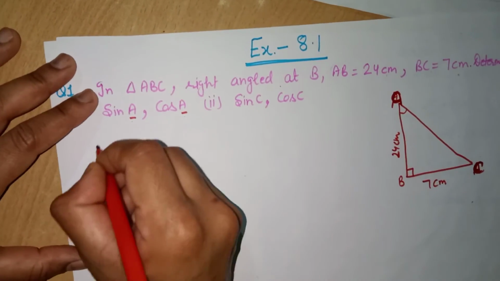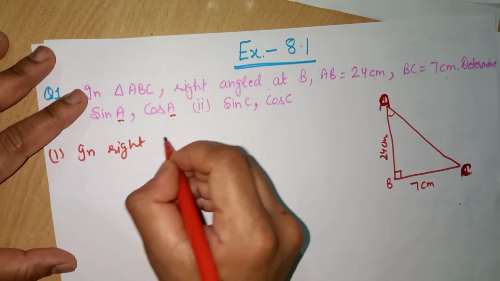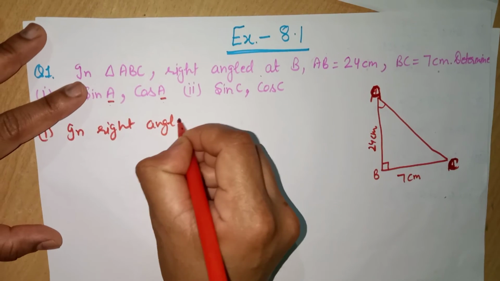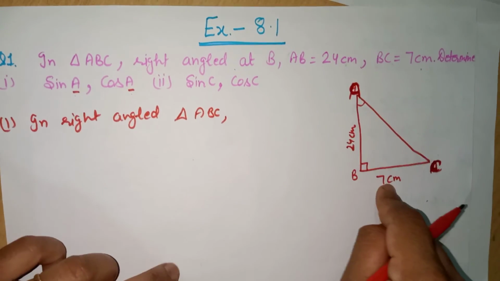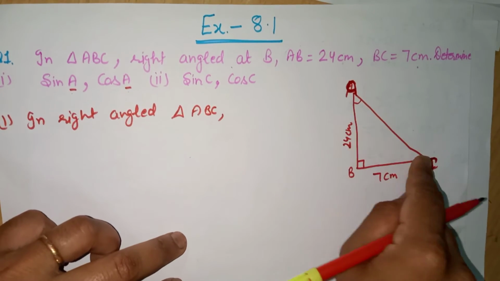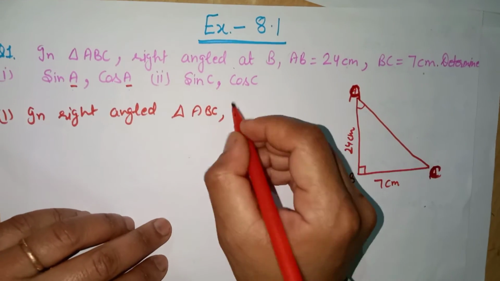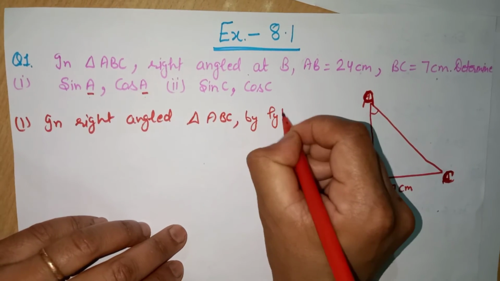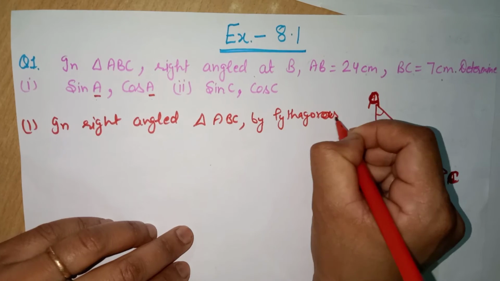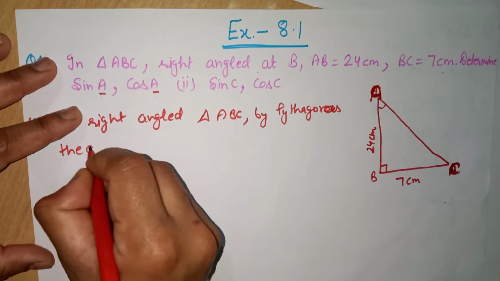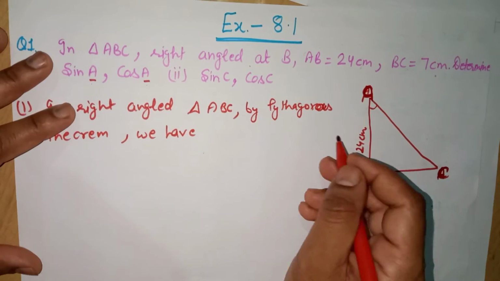So here in the first part, in right angled triangle ABC, we have given the two sides, we have to find the third side, means the hypotenuse. So how can we find the third side? By applying the Pythagoras theorem. Now what is the Pythagoras theorem?